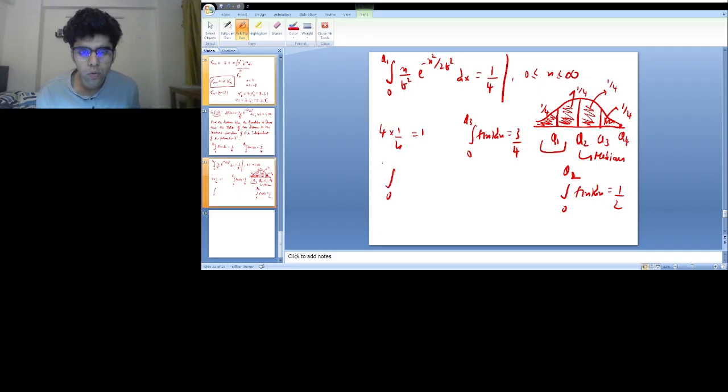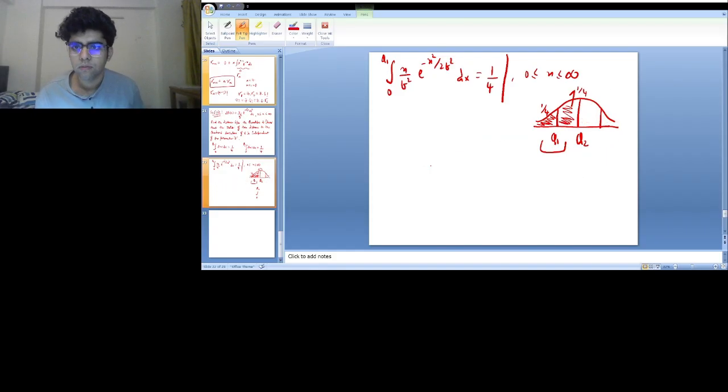So for the lower limit, it can be anything, right? It can be minus infinity also, but I will take the lower limit as 0 only, because in the previous parts I've taken 0. So the integral from 0 to Q4 of f(x) dx is 1, or 4 times 1 by 4. I am just removing all of this now. This was only to explain to you guys what quartiles are.